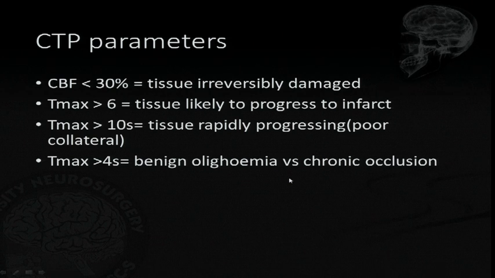And this is what we want to see in chronic occlusions. So if you do the CTP for a chronic occlusion and all you have is this Tmax more than 4 and nothing more than 6 and 10, then it's likely to be a chronic occlusion.